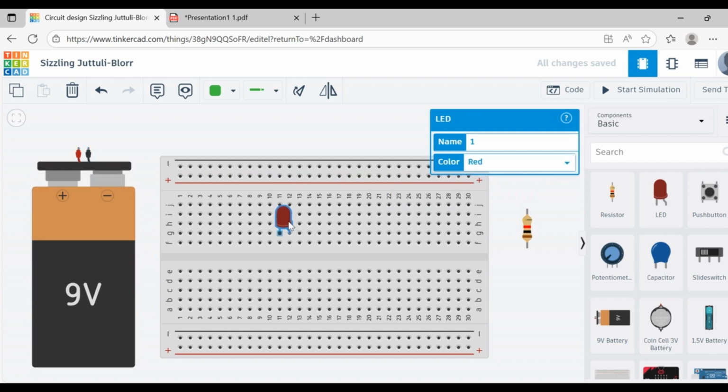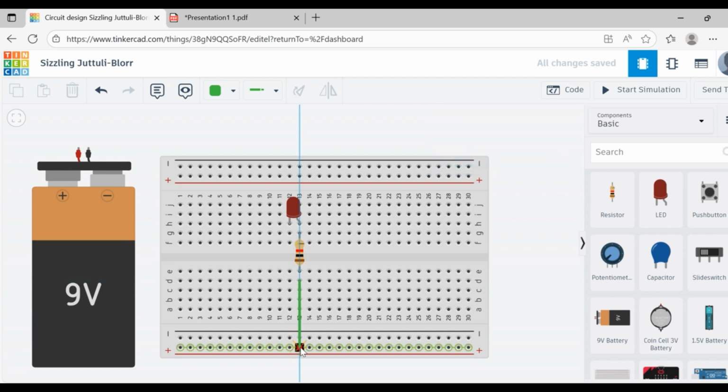Place the red LED onto the breadboard across the two rows. You can choose any two rows. Connect the resistor to the anode of the LED. Connect the other end of the resistor to the positive rail.